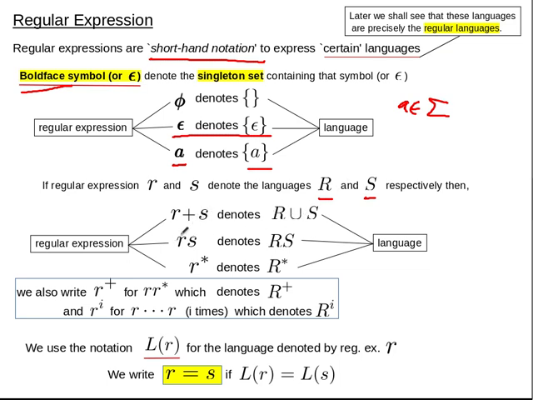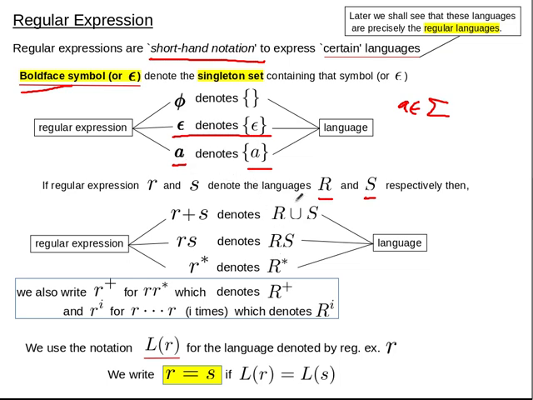The concatenation of the regular expressions will be a new regular expression which will denote the language RS, and so on. So this part is regular expressions. They are just some notation, some expression, and what they mean is these languages. So these are languages, right?